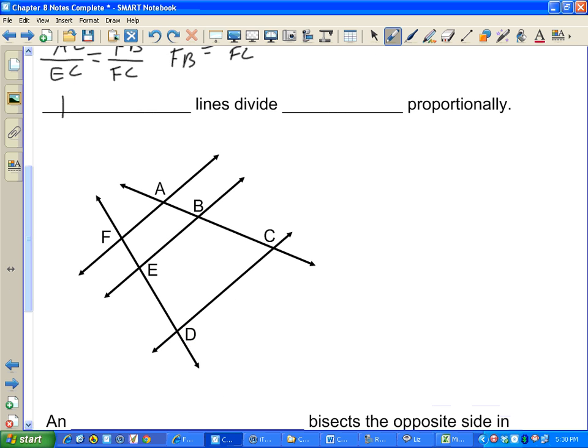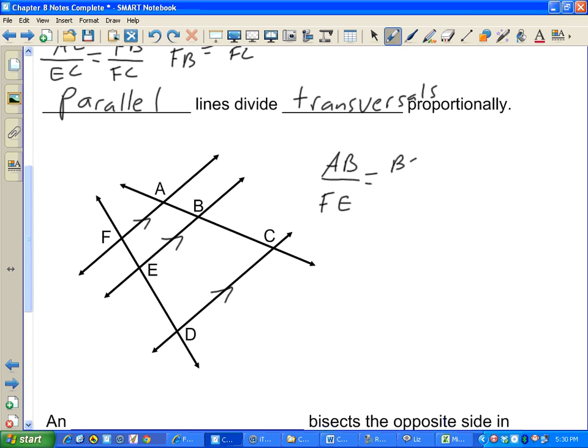All right, another one. Parallel lines divide transversals proportionally. So if I've got parallel lines here, okay, they're going to split these transversals proportionally to each other. So what I could say is AB over FE is going to be the same as BC over ED. Okay, so that's another proportion that you can get from some geometric figures.